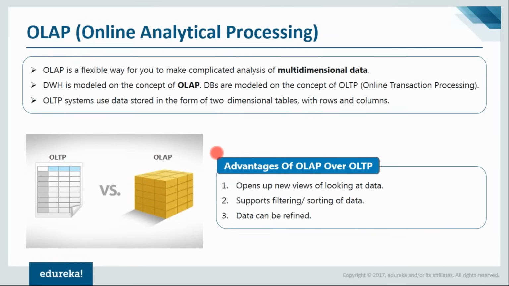So your OLAP cubes and cuboids. The OLAP is stored in that kind of a structure, whereas in your OLTP you just have your x-axis or y-axis, your two-dimensional data, right? So that's the thing about OLTP, and that's the difference between the two.